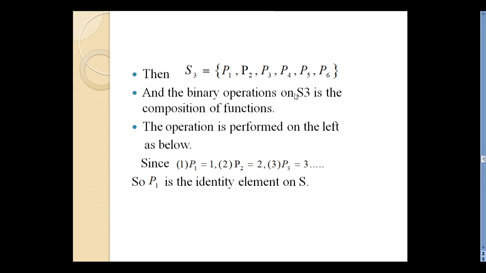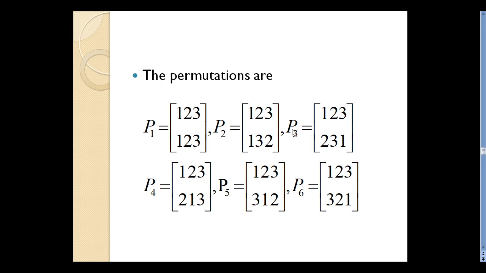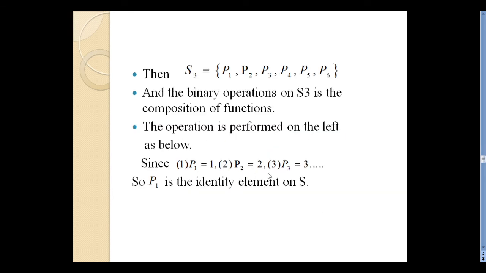And the binary operation on S3 is the composition of functions, which is a dot. The operation is performed from the left as below. So how to perform it? Actually all these values which we are finding here, we have to fill in the Cayley table. Directly using the Cayley table we can't multiply P1 into P2. We don't know whether you get P3 or P4, so we will calculate all the elements here.